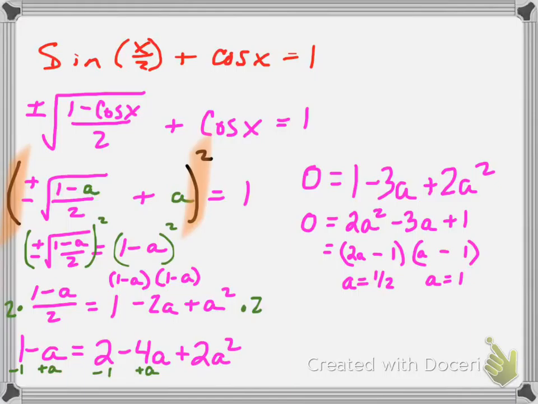We're not looking for a, remember. We are looking for cosine, we're looking for x. A is equal to cosine of x. So we're going to make 1/2 and 1 equal to cosine of x. Cosine of x is 1/2. That occurs at 60 and 300. Cosine being 1 occurs at 0 and 360.